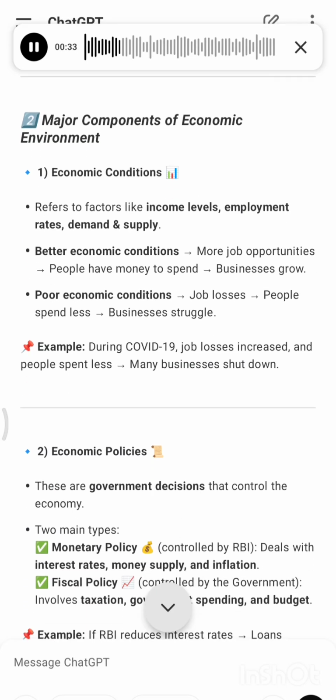1. Economic conditions. Refers to factors like income levels, employment rates, demand, and supply. Better economic conditions: more job opportunities, people have money to spend, businesses grow. Poor economic conditions: job losses, people spend less, businesses struggle. Example: during COVID-19, job losses increased and people spent less. Many businesses shut down.